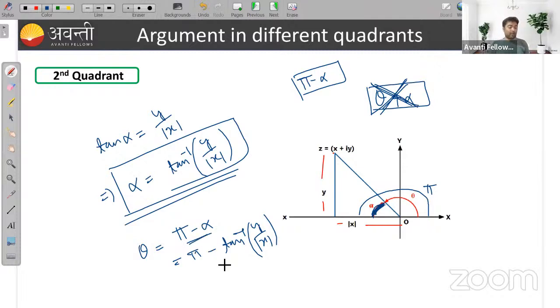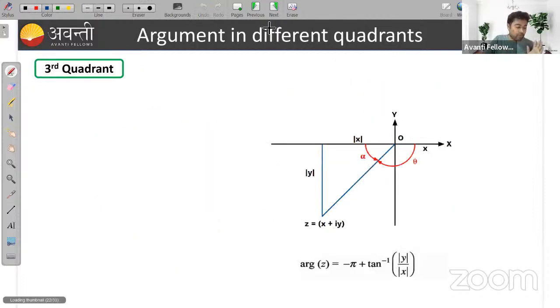So in the second quadrant, the argument is pi minus alpha. I hope this is clear to everyone. Let's consider now the third quadrant. How can we find the argument when the complex number is lying in the third quadrant?